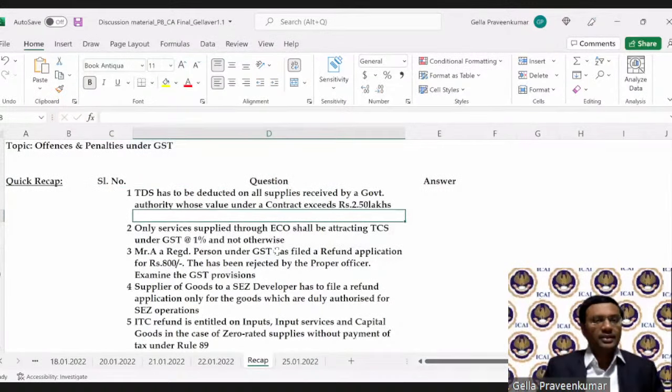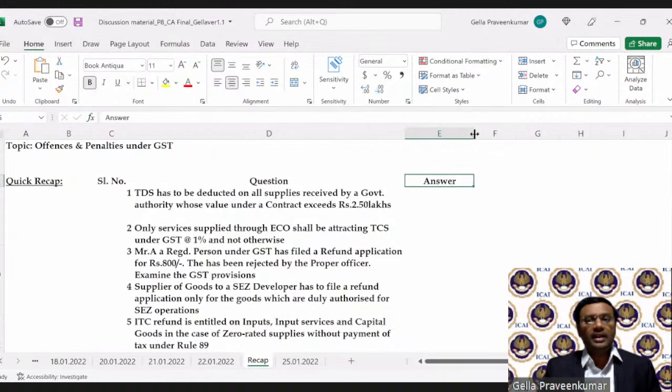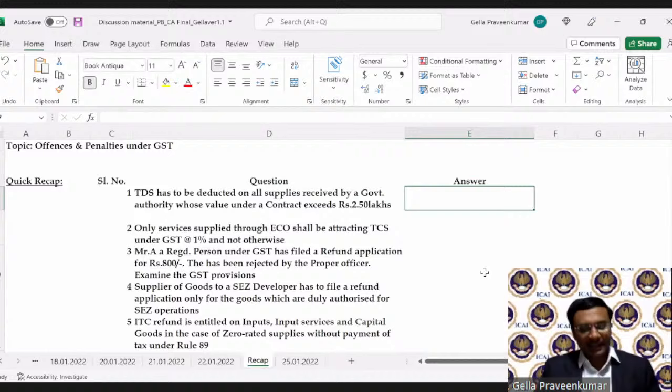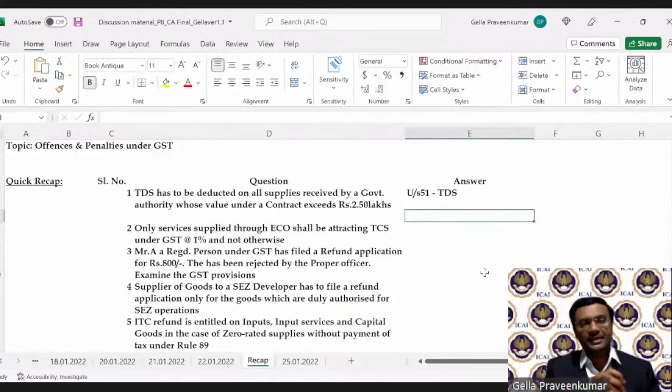Great. So, students, the first question for today: TDS has to be deducted on all supplies received by a government authority whose value under a contract exceeds rupees 2,50,000. This is the question posted for you. Let us have a quick recap. We have discussed the chapter called Payment of Taxes. In this chapter, we have read under section 51, which deals with the TDS related provisions.